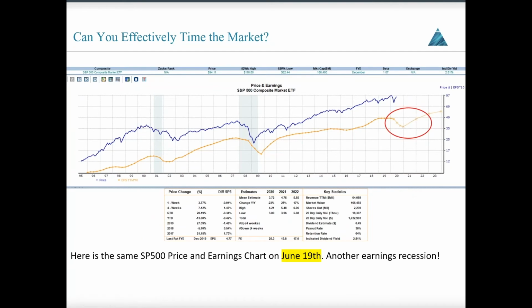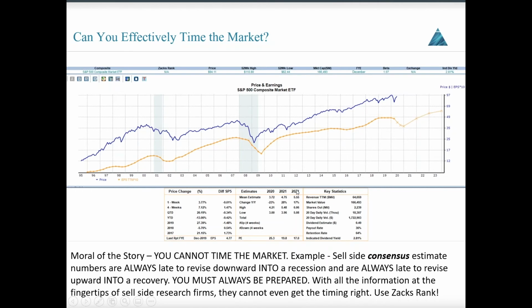So I took a look at the same exact chart on June 19th, and you can see that obviously the sell side, in terms of their estimates, when we rolled them up into consensus and aggregated them for the entire S&P 500, we finally get the earnings recession view in terms of an earnings line on our price and earnings chart.